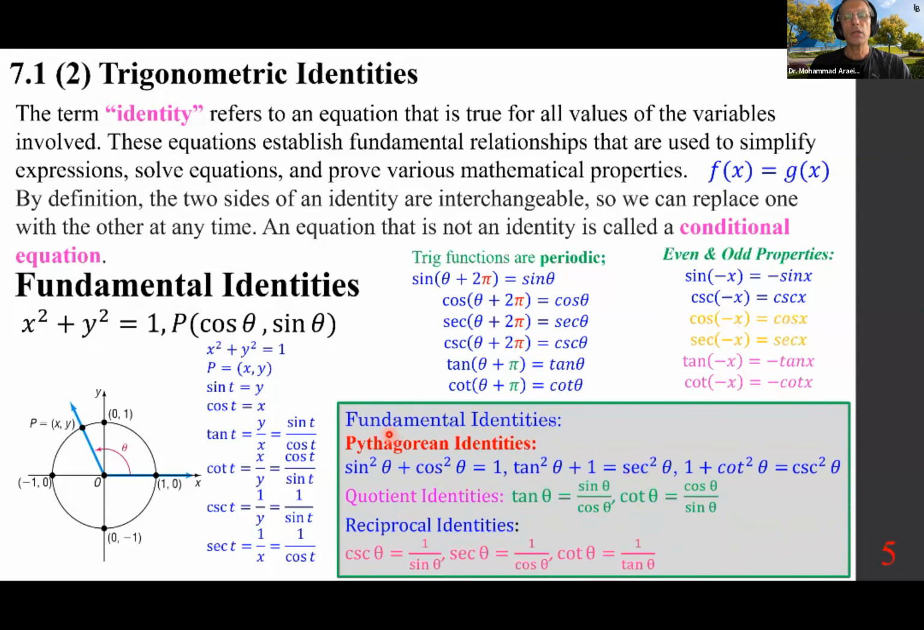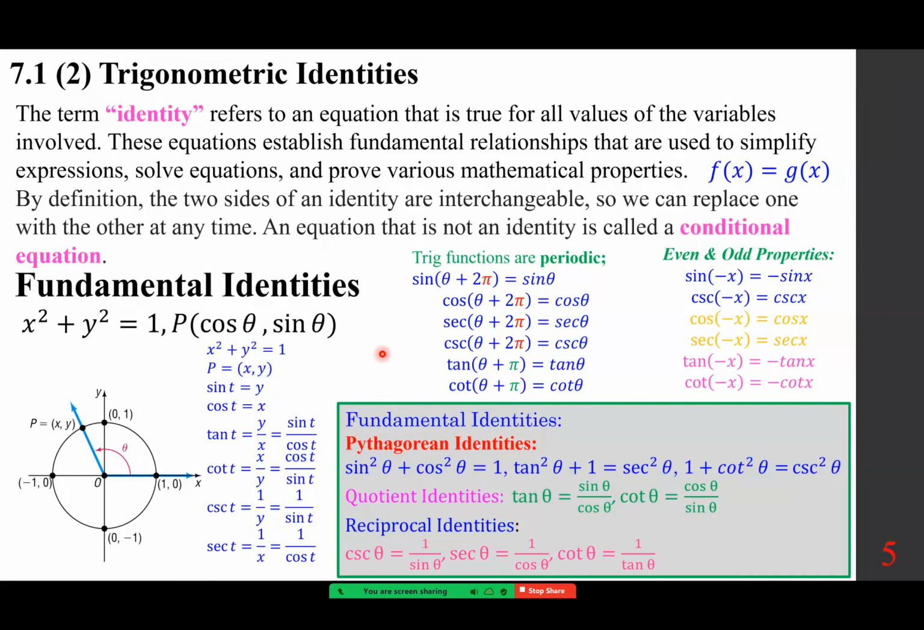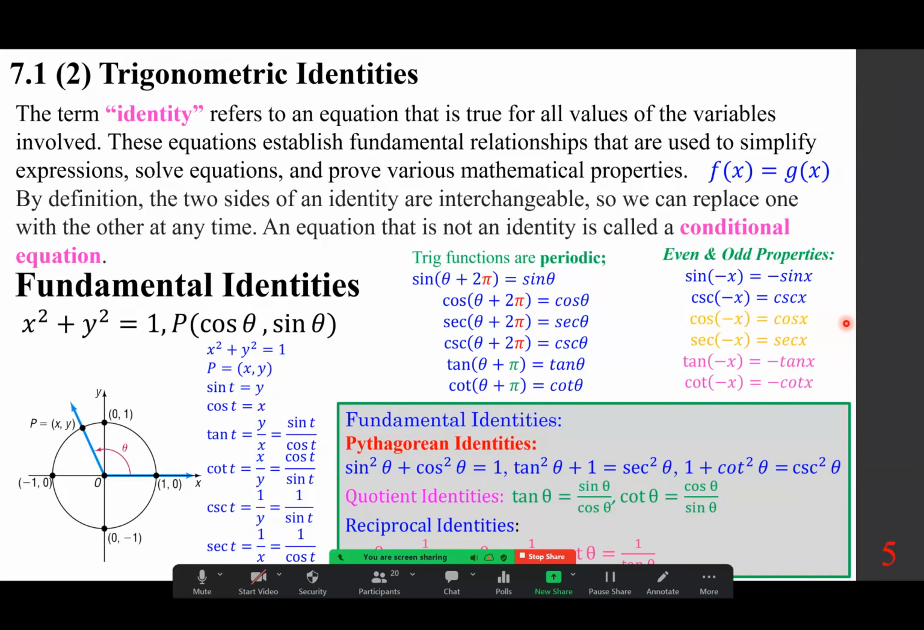And finally, we looked at fundamental identities such as Pythagorean identities. Sine squared plus cosine squared equals 1. Tan squared plus 1 is secant squared. 1 plus cotangent squared is cosecant squared. Quotient identities: tan theta is sine over cosine, cotangent is cosine over sine. Reciprocal identities: cosecant is 1 over sine, secant is 1 over cosine, cotangent is 1 over tangent. These are some of the identities that we have seen, and in order to be able to move on, we should be extremely comfortable with all of it.